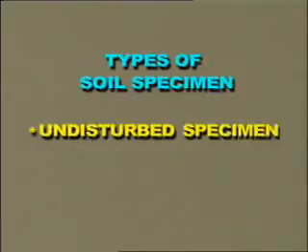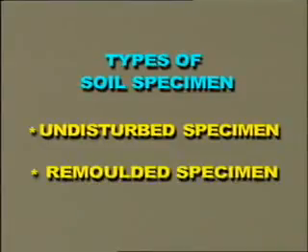The soil specimen may either be undisturbed or remolded. In this program, we are using remolded soil specimen. From the moisture dry density relationship, select the dry density and water content at which the specimen is to be tested. Calculate the dry weight of the soil required for preparing a specimen of size 3.8 centimeter diameter and 7.6 centimeter height.